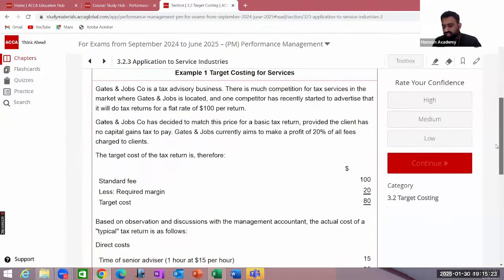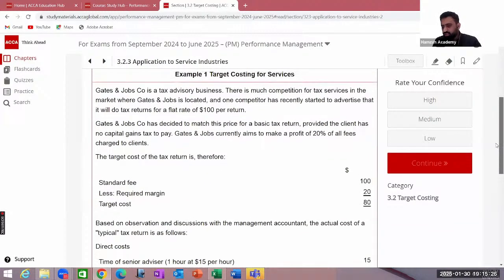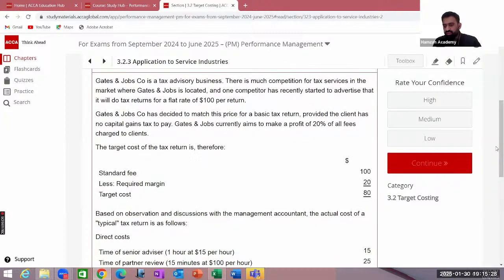Now, let's look at an example of target costing for services. Gates and Jobs company is a tax advisory business. There is much competition for tax services in the market where Gates and Jobs is located. One competitor has recently started to advertise that it will do a tax return for a flat rate of $100 per return. Gates and Jobs company has decided to match this price for a basic tax return, provided that the client has no capital gain tax to pay.